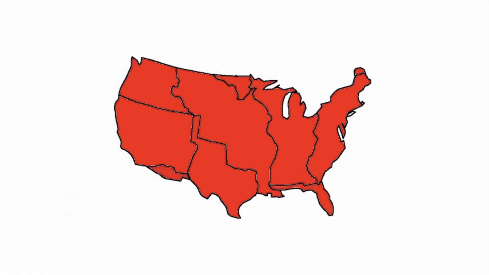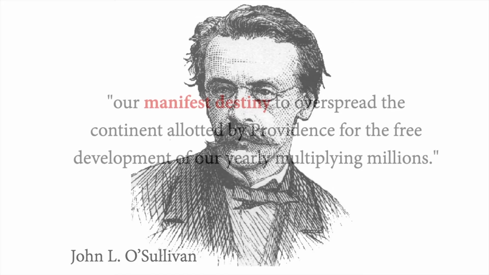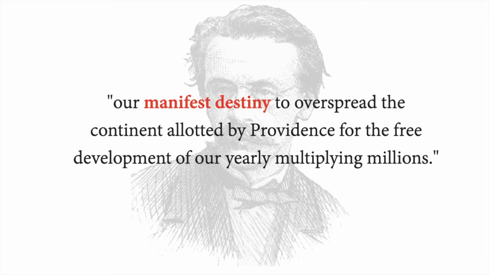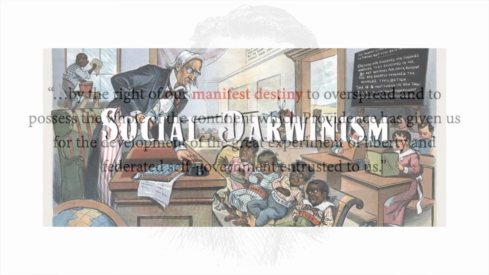Now, the term manifest destiny comes from the writer John L. O'Sullivan, and when writing about the Texas annexation, he said, "Our manifest destiny to overspread the continent allotted by Providence for the free development of our yearly multiplying millions." He also said, "By the right of our manifest destiny to overspread and to possess the whole of the continent which Providence has given us for the development of the great experiment of liberty and federated self-government entrusted to us." So this belief that the American way was the best way fit nicely into the idea of manifest destiny.